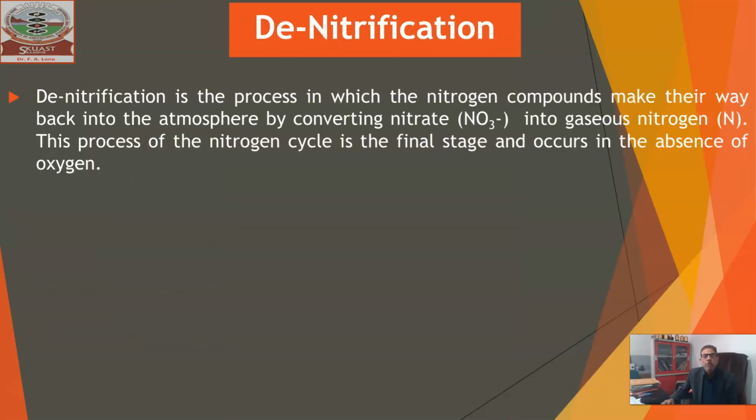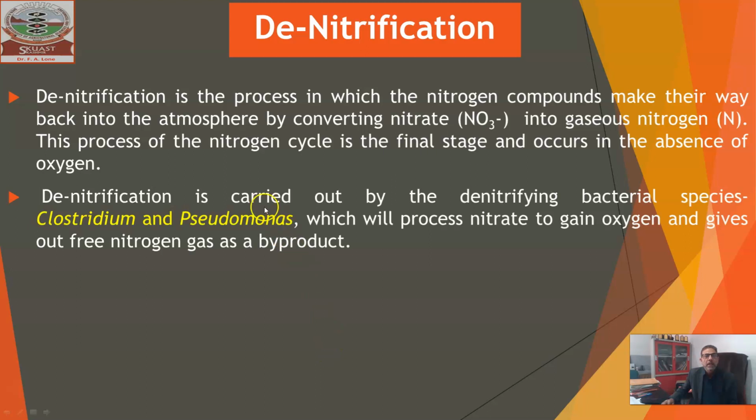Then we have got a very important process, what we call denitrification. Denitrification is the process in which the nitrogen compounds make their way back into the atmosphere by converting nitrates into gaseous nitrogen. This process of the nitrogen cycle is the final stage and occurs in the absence of oxygen. Denitrification is carried out by denitrifying bacteria species like Clostridium and Pseudomonas, which will process nitrates to gain oxygen and give out free nitrogen as a byproduct.